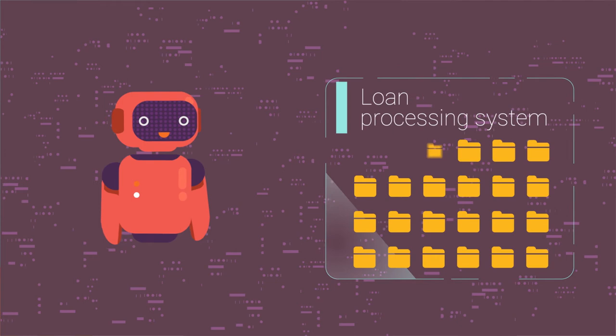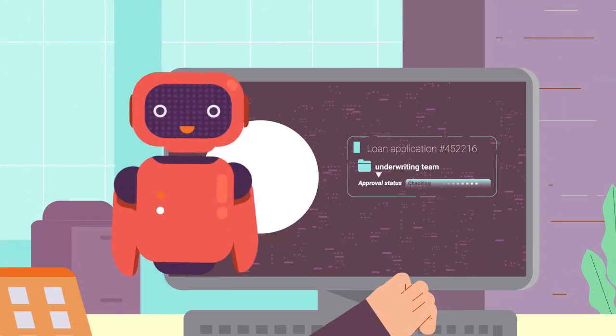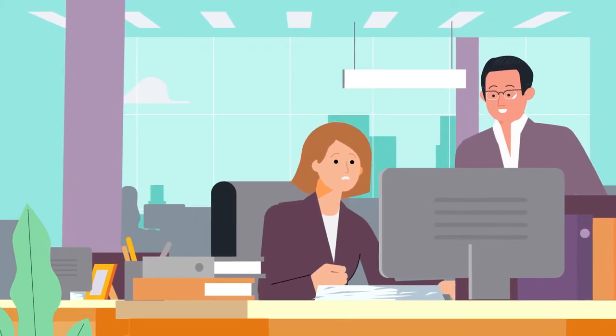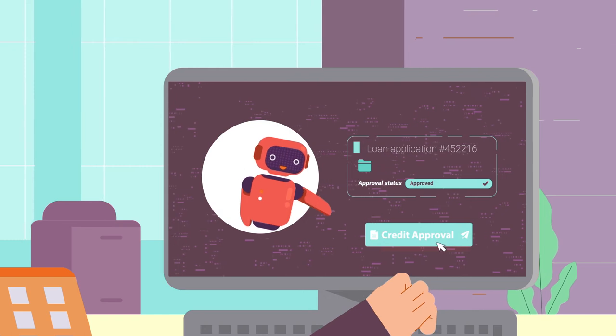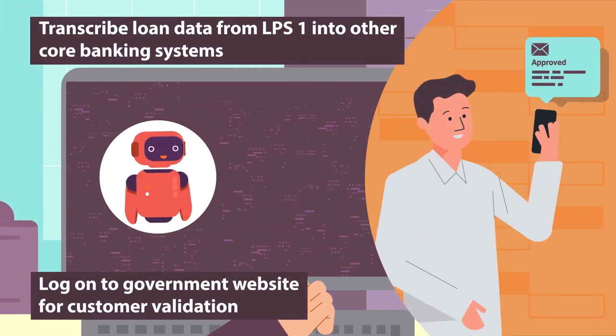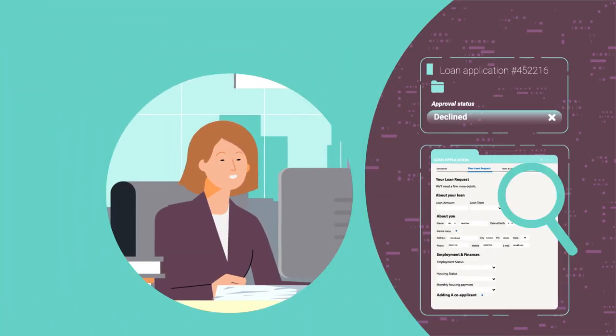Next, I will check whether the underwriting team has approved the loan. Christine, I'll need your help at this stage. If the loan is approved, you can send a credit approval based on income verification. I'll, in turn, send a conditional approval letter to the customer via email. If the loan is not approved, you can review the application.